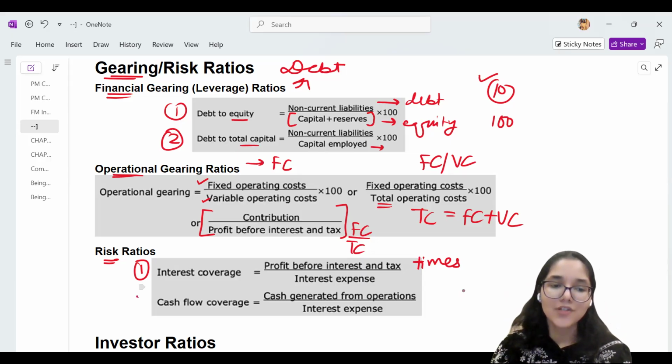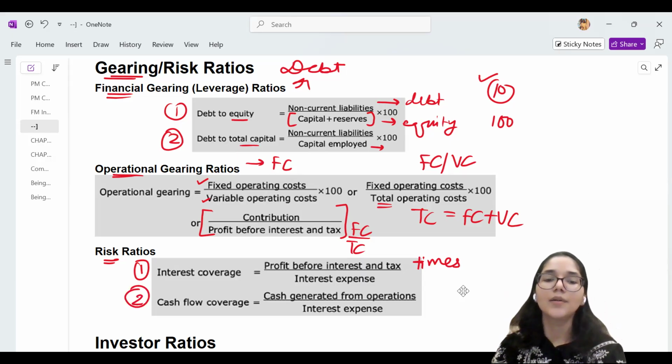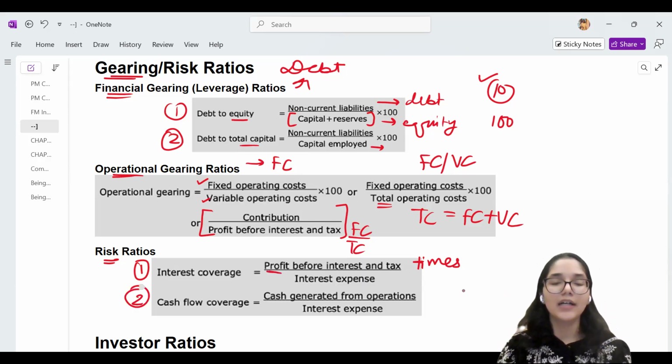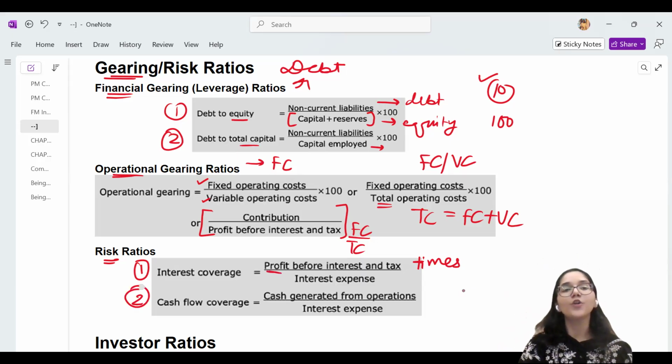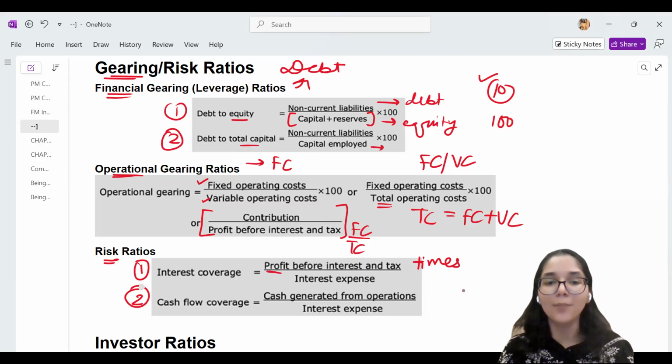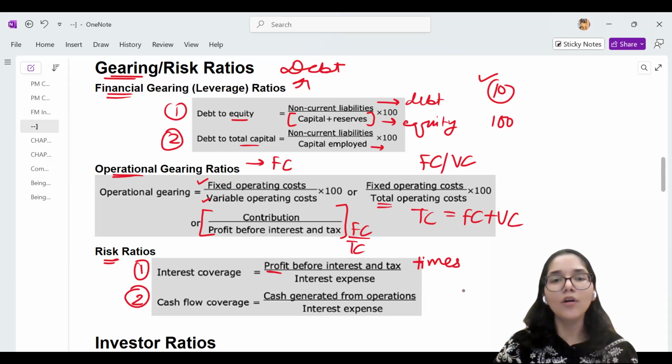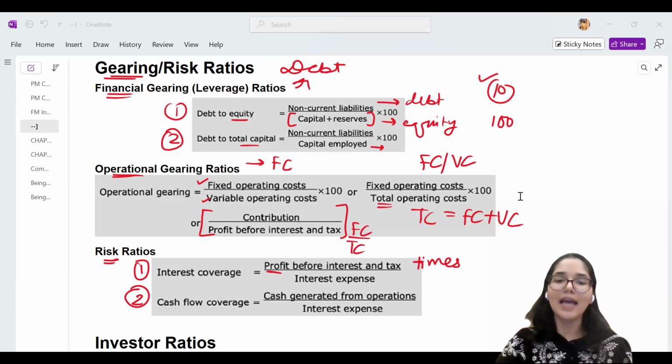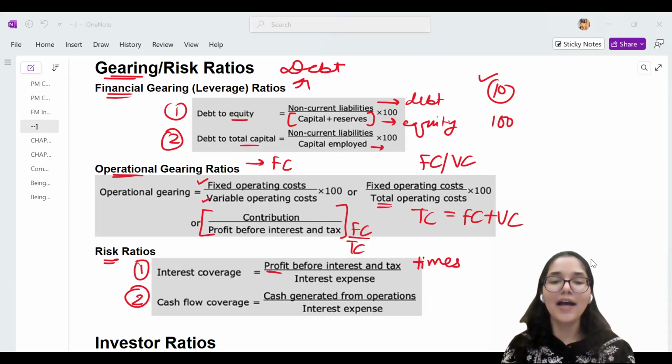Second is the cash flow coverage. It is not the profit which is going to pay the interest expenses. If I want to make a payment, my profit will not help. It is cash which will help me. Can you let me know, is profit the same thing as cash? Can I say that if I have profit, I will have cash also?